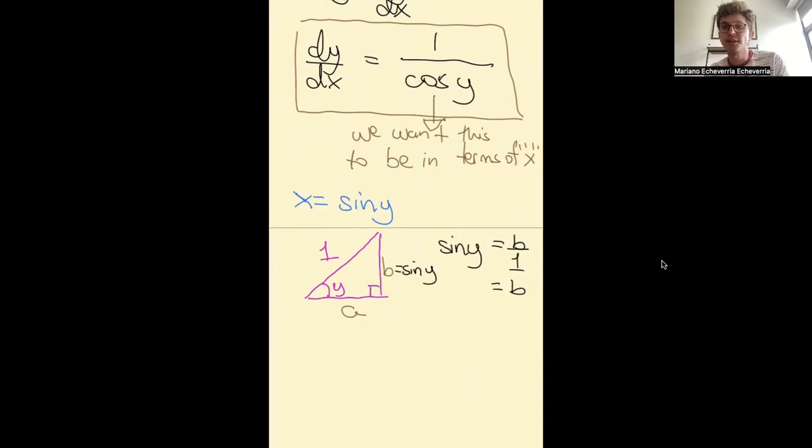And then at the same time, what's the cosine of y? That's A over 1. So A is the cosine of y, right?